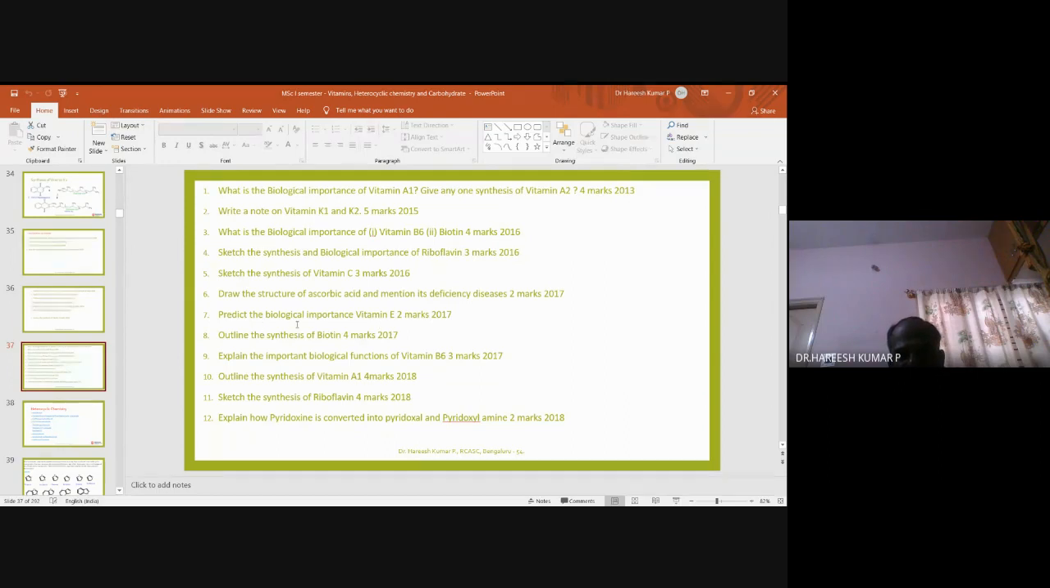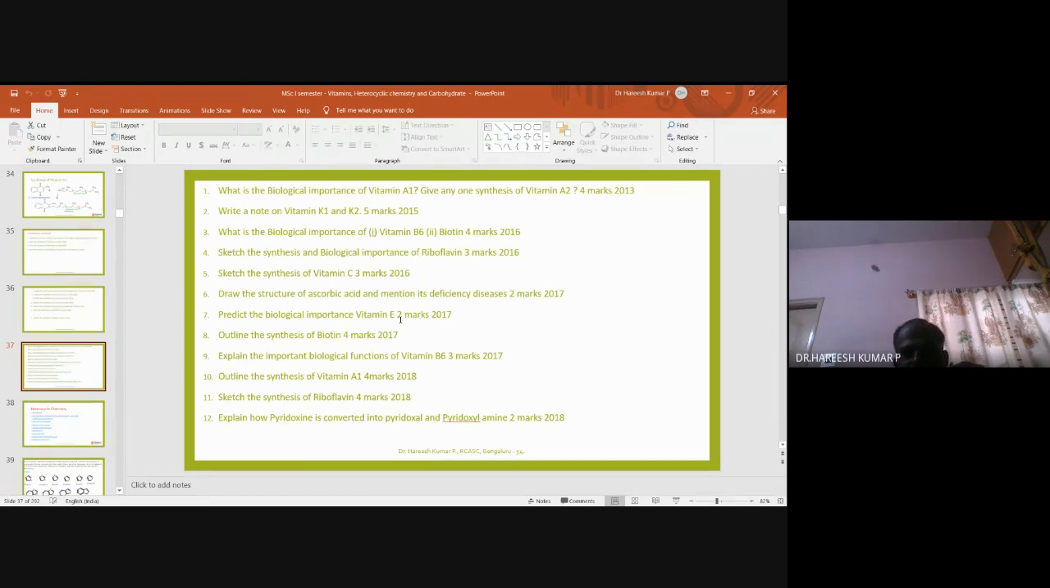Then predict the biological importance of vitamin E. It is a tocopherol. You know that vitamin E acts as an antioxidant. It traps the radicals formed in the lipid layer, thereby it inhibits the oxidation of fatty acids, and it is believed that this vitamin slows down the aging process. And outline the synthesis of biotin. Synthesis you have to write, by taking a five-membered ketone.